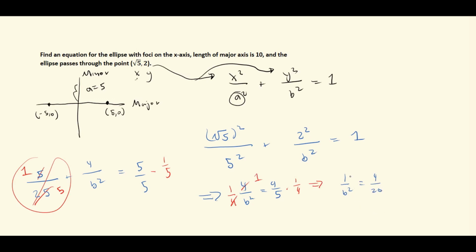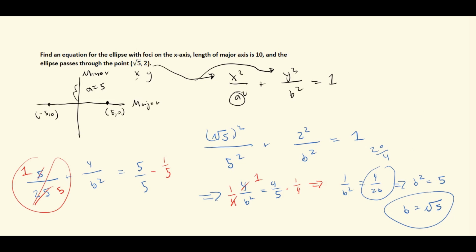We can take the inverse of both sides, which will give us b squared is equal to 20 divided by 4. Once we take the inverse, we're going to have 20 over 4. 20 divided by 4 is 5. So we're going to have b squared is equal to 5. And then taking the square root of both sides, we get b is equal to the square root of 5.